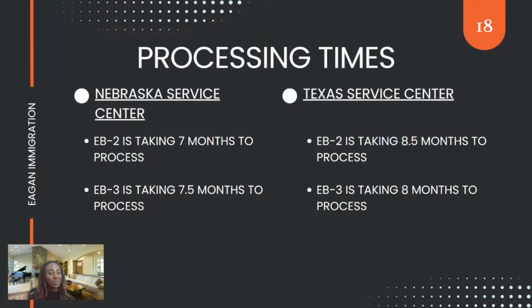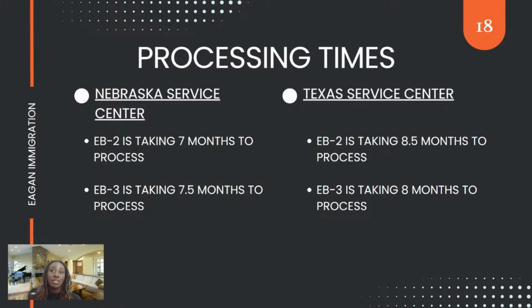Processing times, because I know this is the biggest question that everyone wants to know, is how long will it take? Now, keep in mind, these processing times are the processing times after you've already gone through the Department of Labor and you've already received an approval and certification of your labor certification, your ETA 9089, which is your labor certification, right? So keep in mind, that's about a year process, possibly a year and a half to get to this phase. However, once you're here, depending on the service center, the EB2s are taking 7 months at Nebraska and 8.5 months at the Texas Service Center. The EB3 is taking 7.5 months at Nebraska, and is taking 8 months at the Texas Service Center.